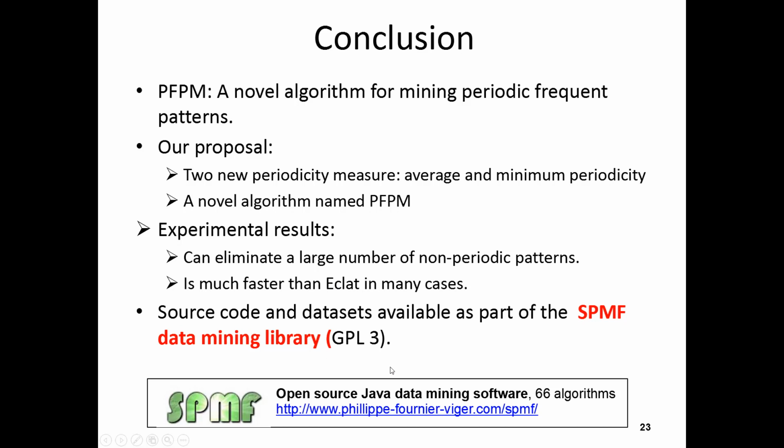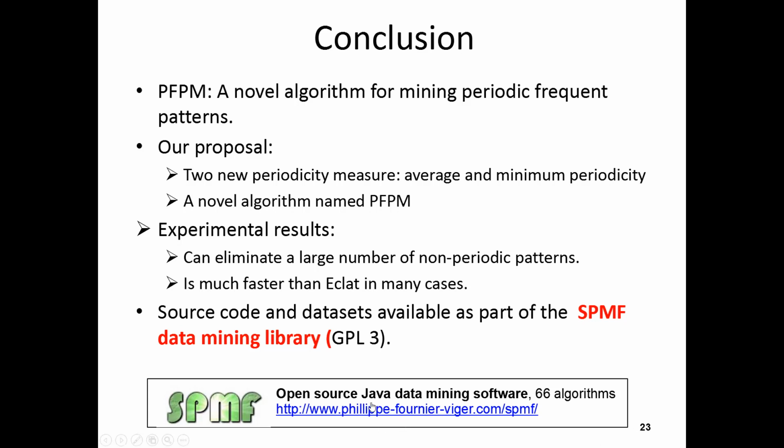The source code and data set of the algorithm are free. You can use it as open source in our software called SPMF. It has more than 100 algorithms for pattern mining, for itemsets, association rules, sequential patterns, and so on. So if you want to use this in your research, either to change the algorithm or to apply it to some new application, it's free.